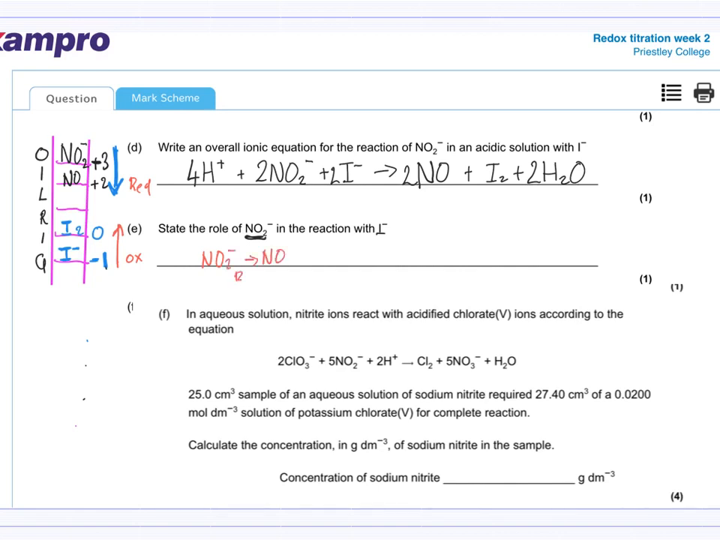Now nitrite is being reduced, it's going down the ladder, and therefore it means it's taking electrons. It's gaining electrons from the iodide ions. It's stripping electrons, and therefore it's an oxidizing agent. So an oxidizing agent takes electrons, it itself gets reduced.